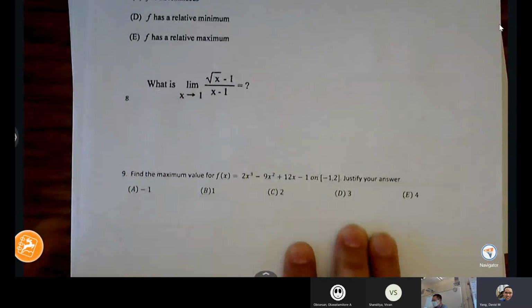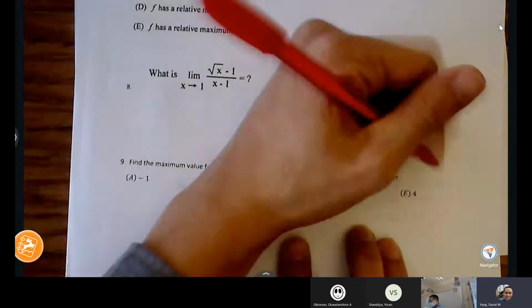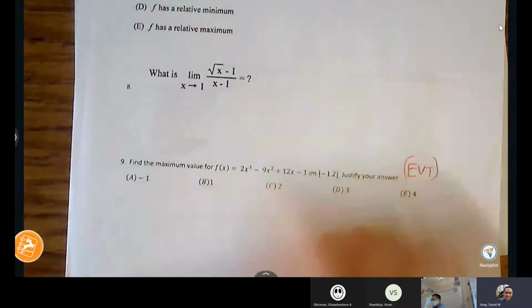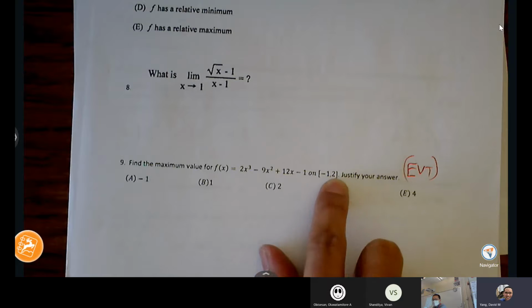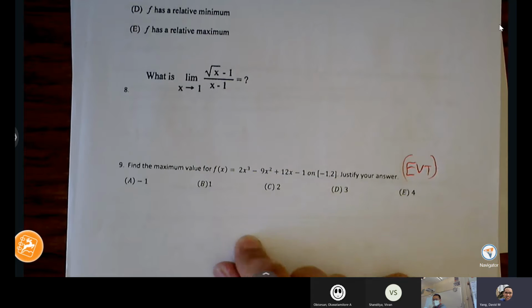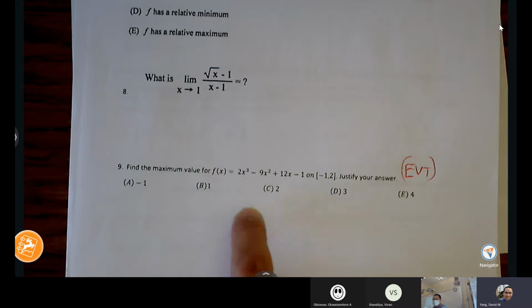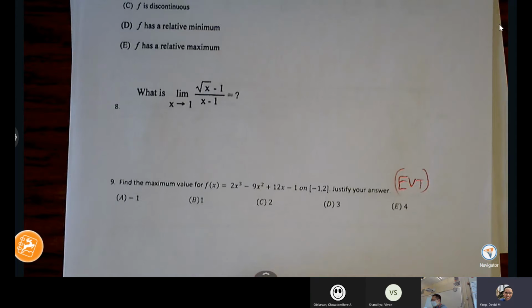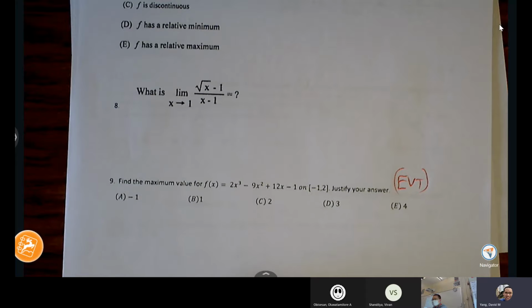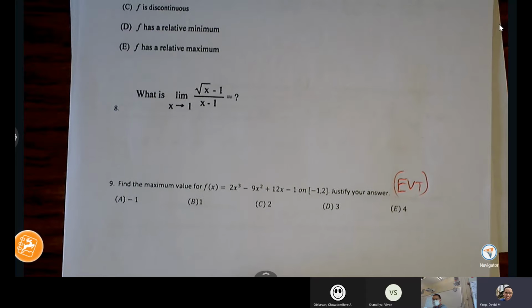Number 9, find the maximum value. This is extreme value theorem. So this is where you find a derivative, find the critical points, see if the critical points land between the endpoints, and then you plug your endpoints and your critical points back into the function, compare y values, and the highest y value is your absolute max, the lowest y value is your absolute min. You guys want to see number 9 or move on? Move on. You guys okay?